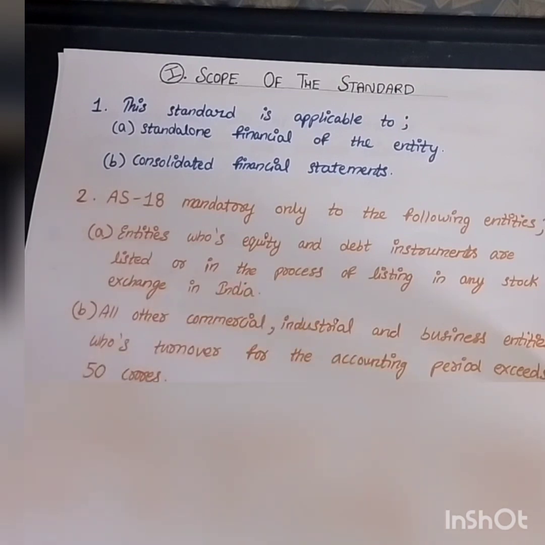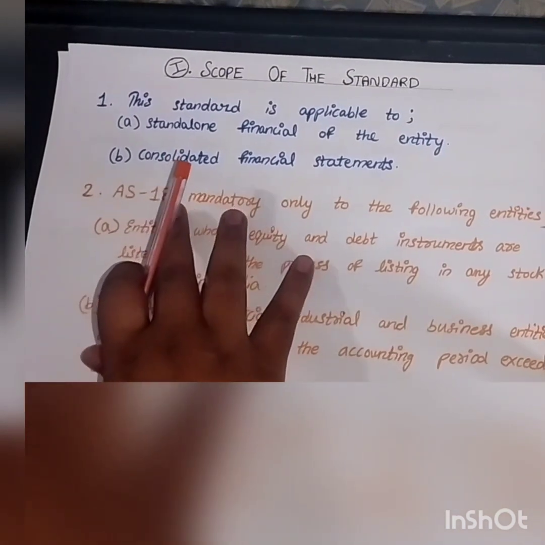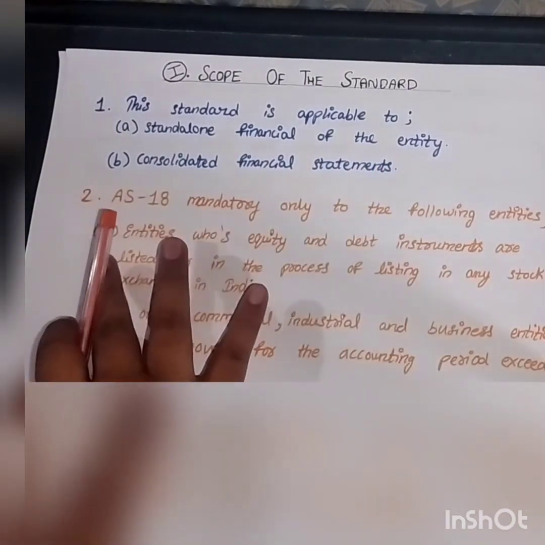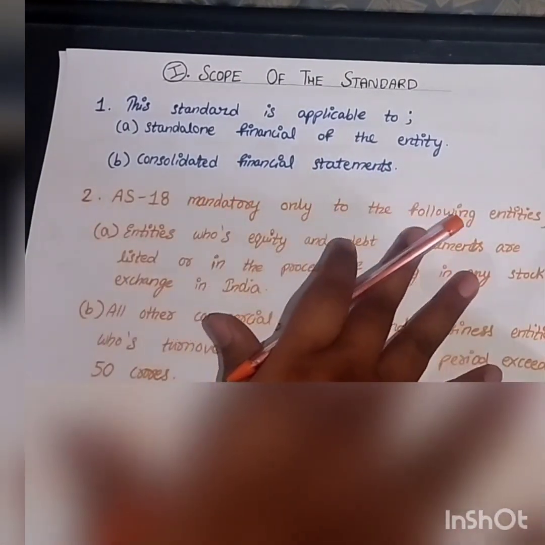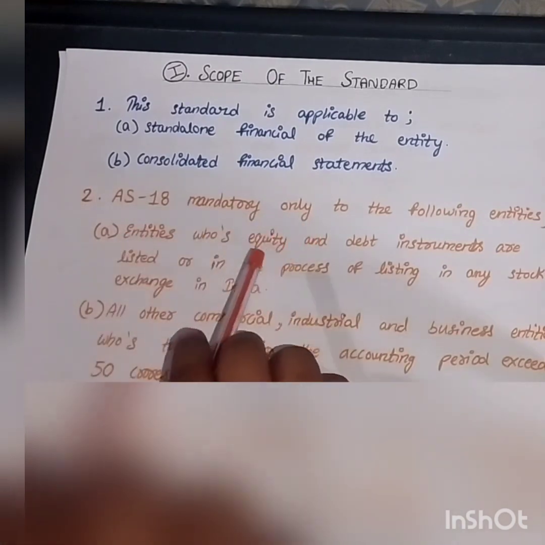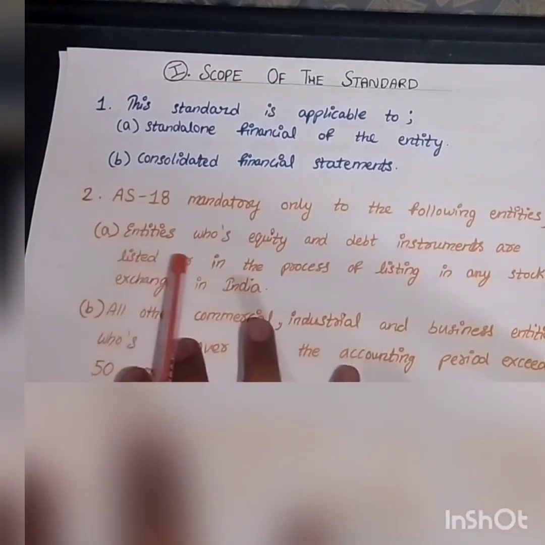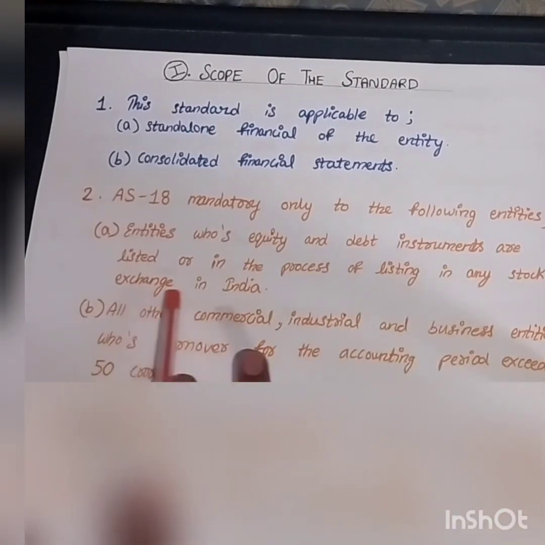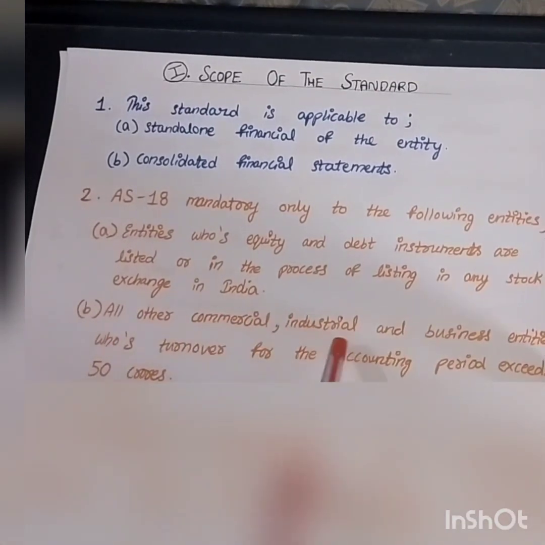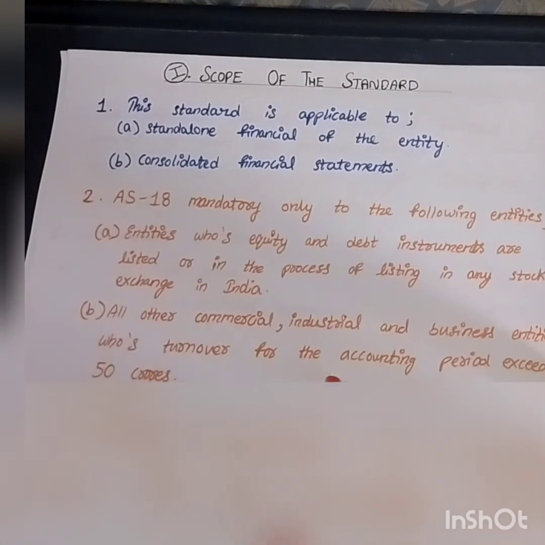So what is the meaning of this? Related party transactions of an entity should be disclosed for users to understand the financial position, and the standard is applicable. The standard is applicable to standalone financial statements of the entity and also consolidated financial statements. Accounting standard 18 is mandatory only to the following entities whose equity and debt instruments are listed or in the process of listing in any stock exchange in India. And all other commercial, industrial, and business entities whose turnover for the accounting period exceeds 50 crores.